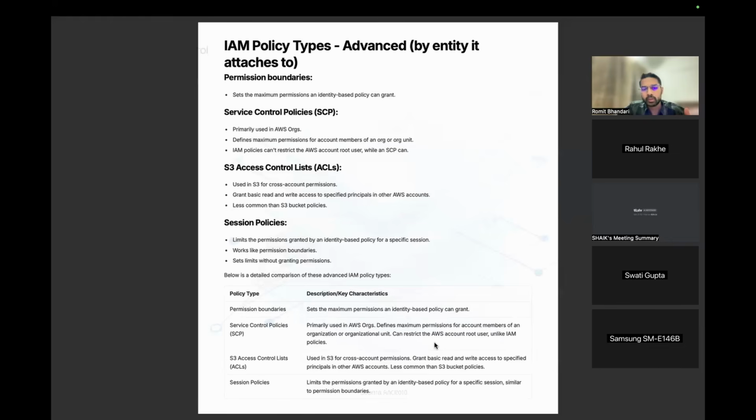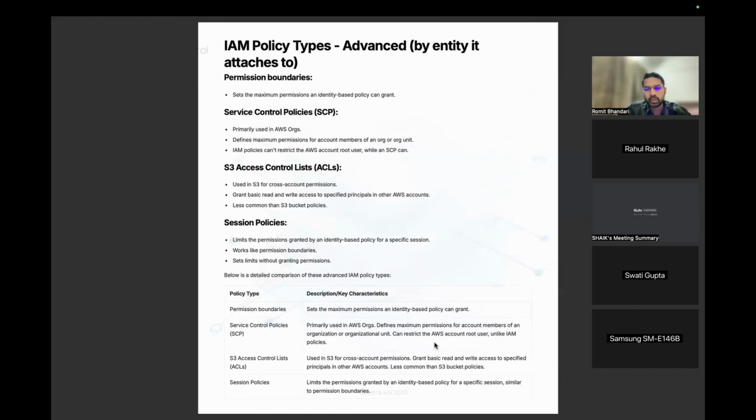Okay, that's how you define S3 access control lists, ACLs. And then you have session policies, which limit the permissions granted by identity based policies for a specific session. So this becomes more session based, and they work like permission boundaries only. Now quickly, if you want a one liner to understand permission boundaries, they set the maximum permissions.